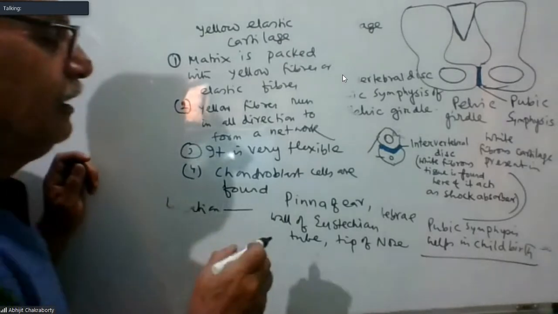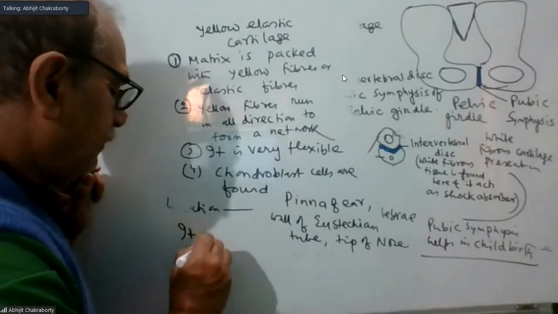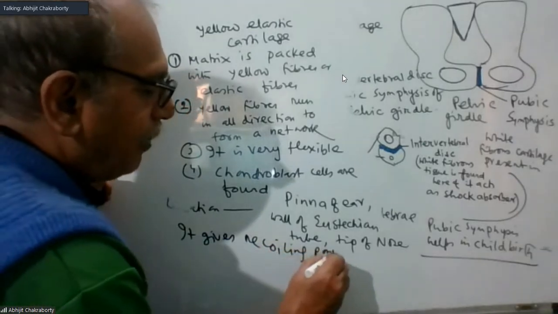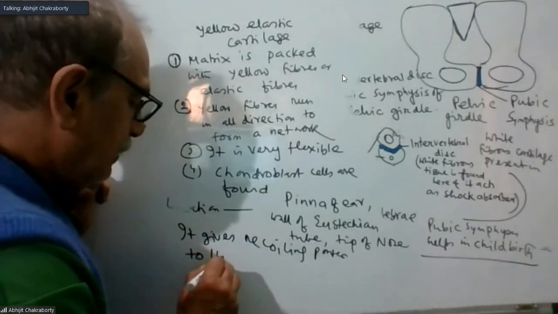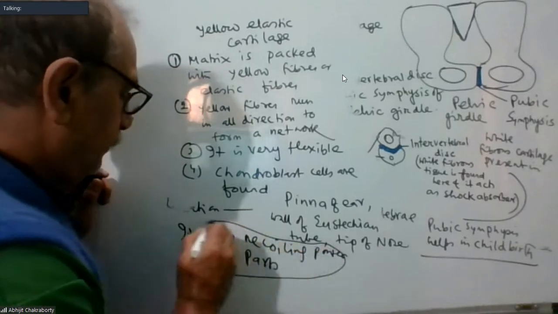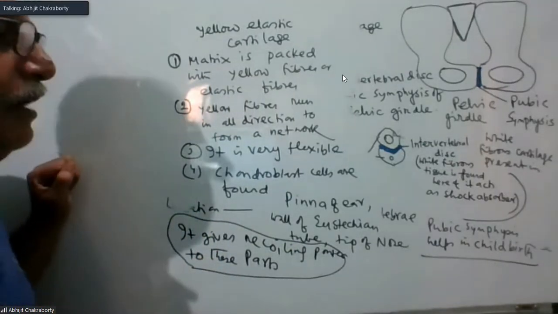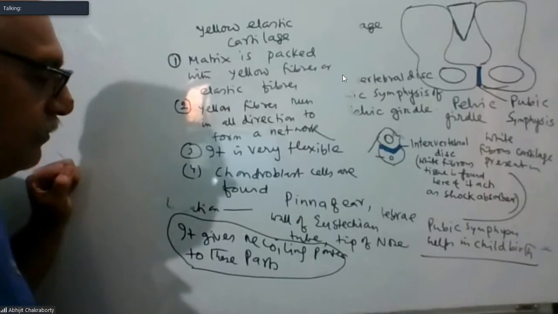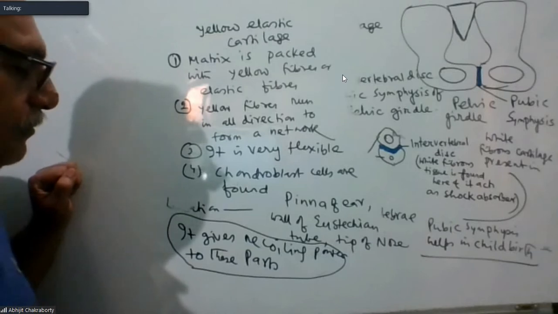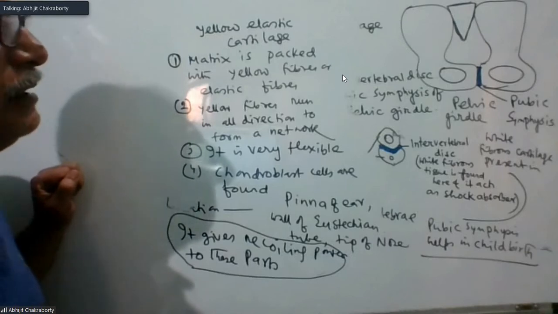The function: it provides recoiling power to these parts. This is the yellow elastic cartilage.